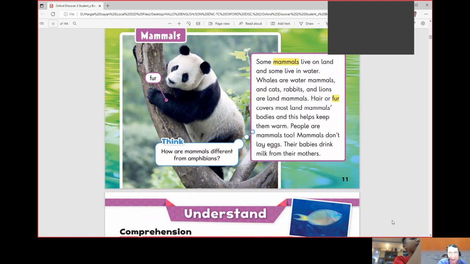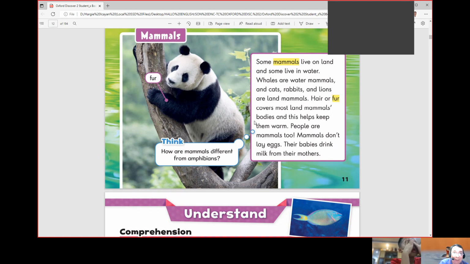Now, what can you say about mammals? Tell me about mammals. Mammals have fur. So why do they have fur? Mammals use their fur to cover their bodies, and that helps keep them warm. That's why they have fur.